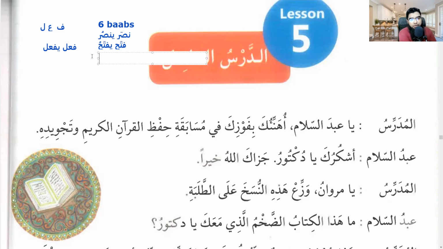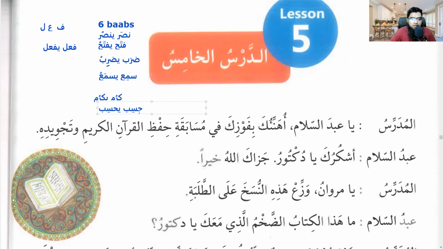Then bab daraba. Look at the middle letter, that's it. Yadribu. Fatha to kasra. Here it will become a kasra. Yadribu. Then we learned sami'a, kasra to fatha. Yasma'u. These are the 4 important ones. There are 2 unimportant ones which are rare: karuma, yakurumu, dhamma to dhamma, and the last one, hasiba. You need not even learn, only like 9 or 10 verbs in the whole language, or maybe less, around that number. Hasiba, yahsibu. So these are the most important parts.